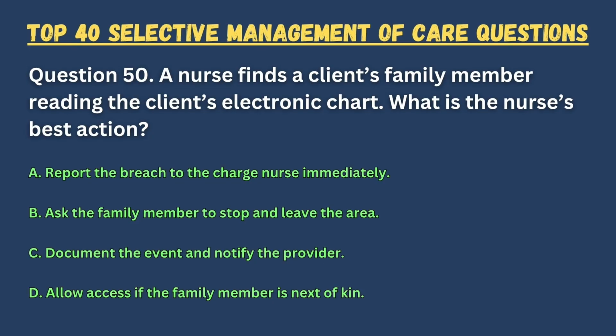Question 50. A nurse finds a client's family member reading the client's electronic chart. What is the nurse's best action? A. Report the breach to the charge nurse immediately. B. Ask the family member to stop and leave the area. C. Document the event and notify the provider. D. Allow access if the family member is next of kin.